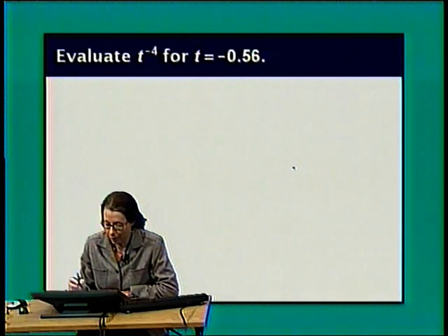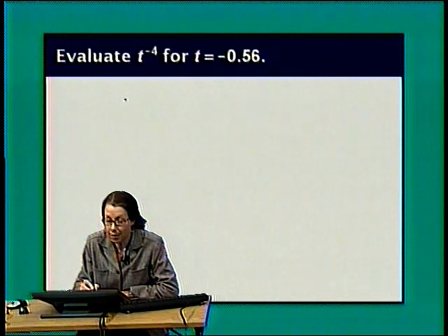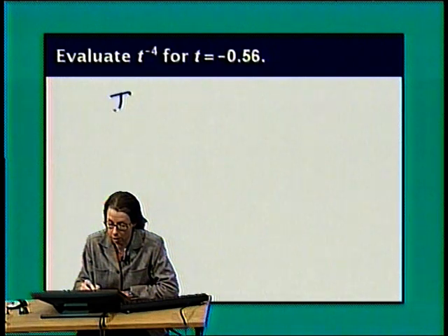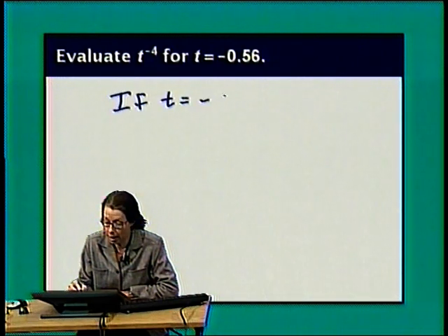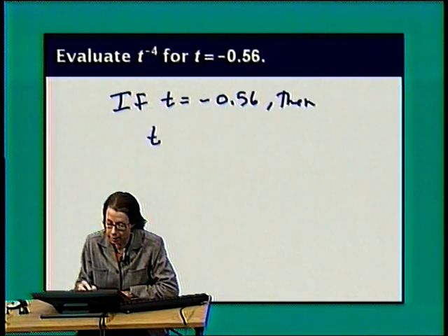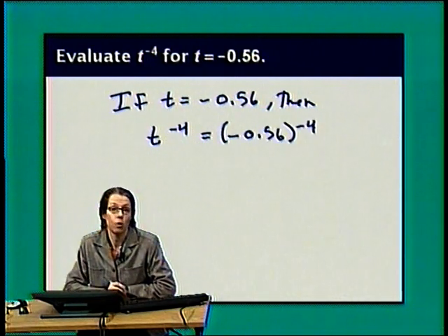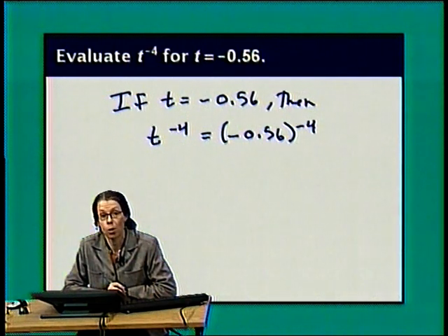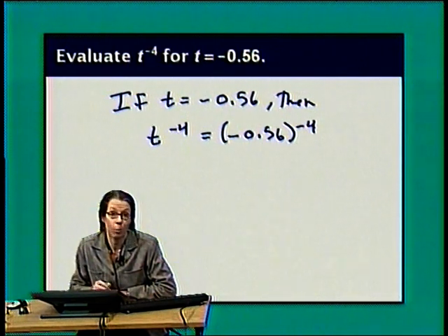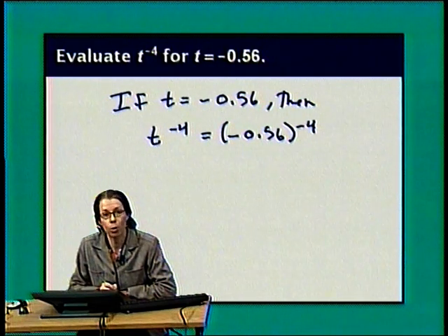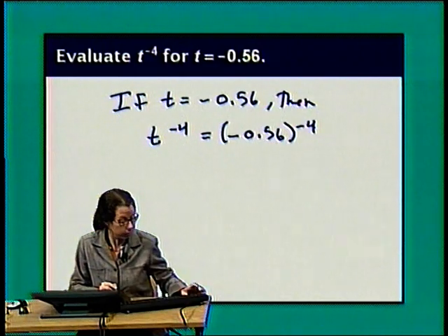Let's do another one. Now we want to evaluate t to the negative 4 power for t equals negative 0.56. So if t equals negative 0.56, then t to the negative 4 equals negative 0.56 to the negative 4. Notice I put the base in parentheses. Put the base in parentheses when I'm writing things out on paper. I'm going to put my base in parentheses when I enter this into the calculator as well.